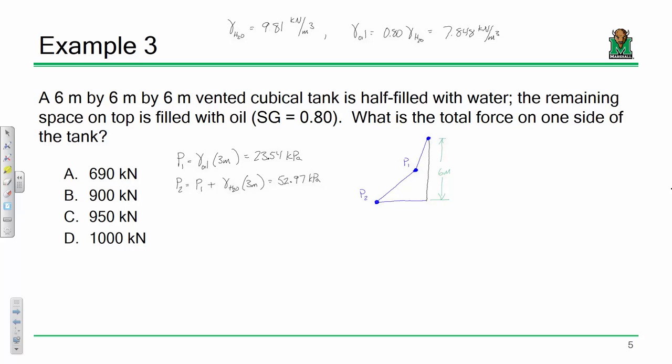So just take what and multiply by 36? Add the sum of 2.97, pressure 2. Pressure 2. Just pressure 2 times 36. Right. Well, if you're wanting the back side, you're looking at the total.